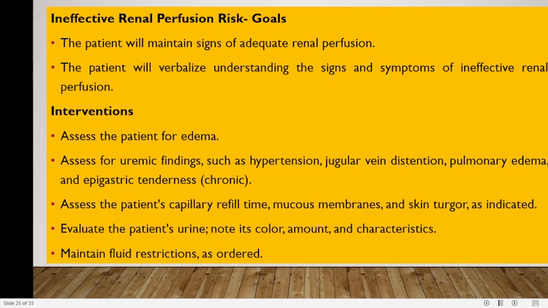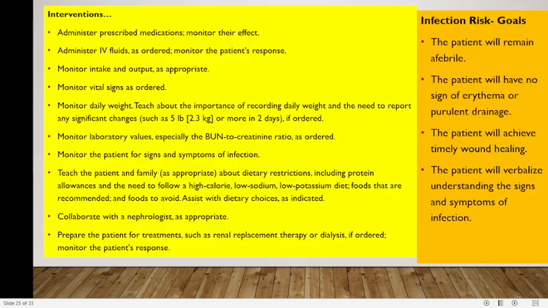The other serious nursing diagnosis is ineffective renal perfusion, and this one is a risk. So what are the goals in this case? The patient will maintain signs of adequate renal perfusion, or the patient will verbalize understanding of the signs and symptoms of ineffective renal perfusion. So ladies, here are some of the interventions that we are supposed to carry out, starting from assessing the patient for edema, assessing for uremic findings, and assessing capillary refill and mucous membranes as indicated.